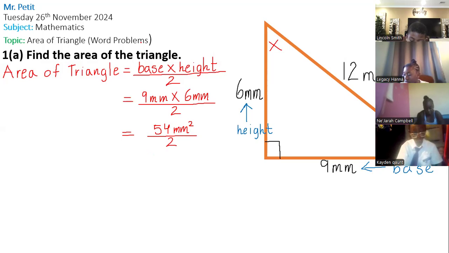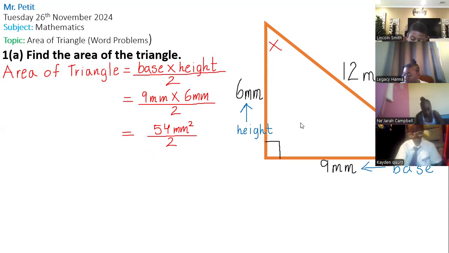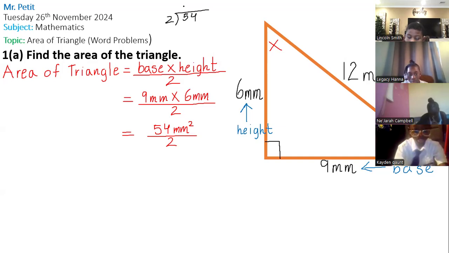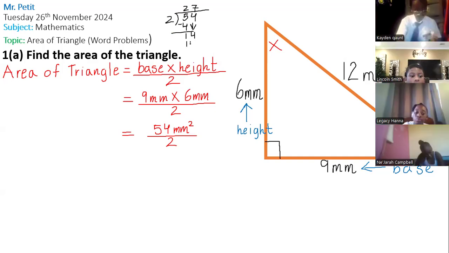27. So 54 divided by 2. How many times can 2 go into 54? 2 goes into 5 how many times? 2 times. 2 times 2 is 4. 5 minus 4 is 1. We bring down the 4. How many times does 2 go into 14? 7 times. 2 times 7 is 14. 14 minus 14 is 0. Very good.